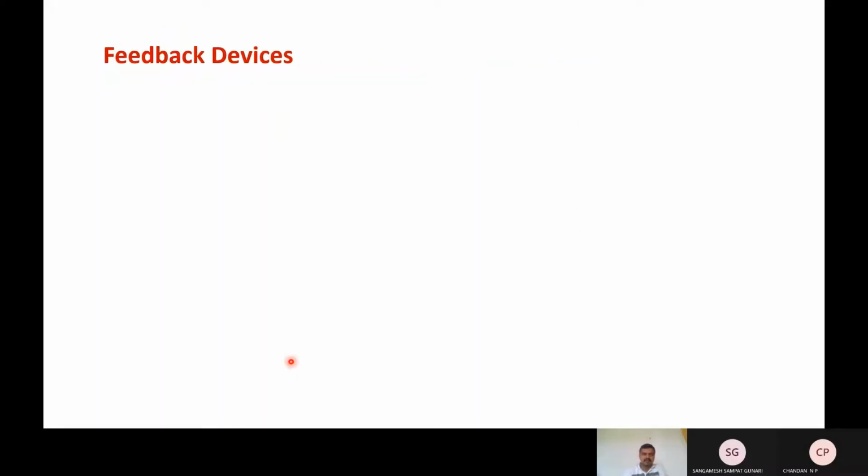Next, feedback devices. In NC systems, most of the NC systems are closed loop systems, so we make use of feedback devices. There are two types of feedback required: position and velocity feedback.